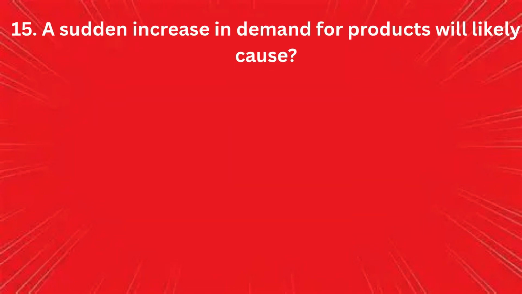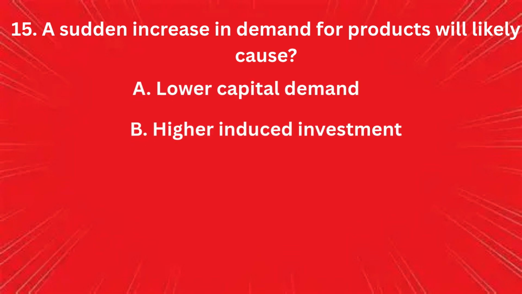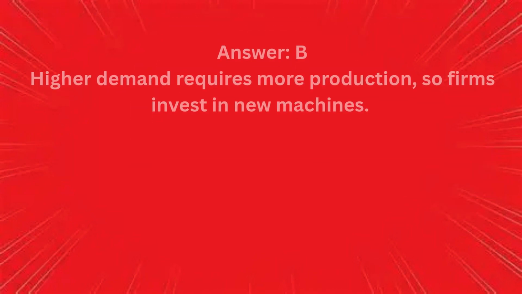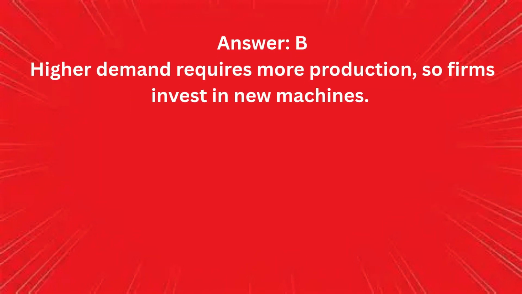15. A sudden increase in demand for products will likely cause A. Lower capital demand. B. A higher induced investment. C. Lower inventory. D. Higher unemployment. Answer, B. Higher demand requires more production, so firms invest in new machines.